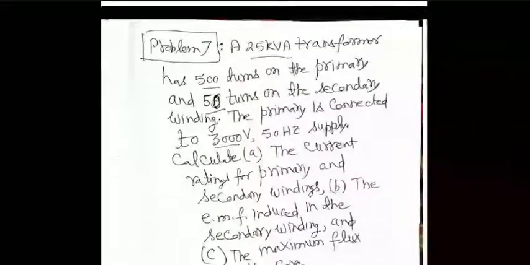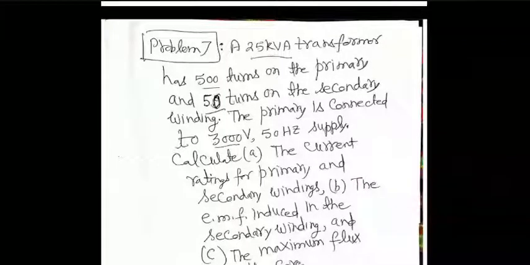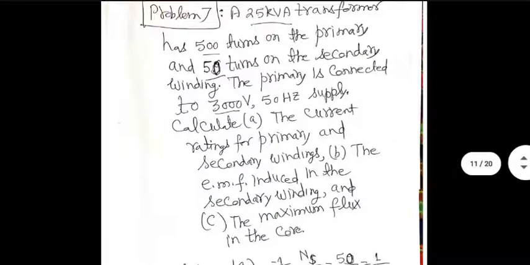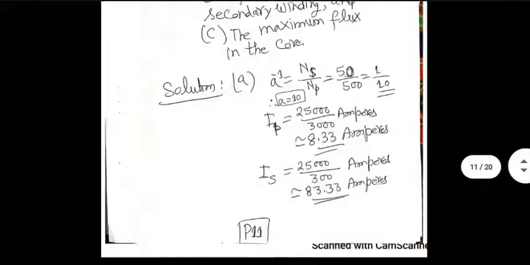Next one. A 25 kVA transformer has 500 turns on the primary and 50 turns on the secondary. So a is 10. The primary is connected to 3000 volt 50 hertz. Calculate the current ratings for primary and secondary. Oh, this should be easy. The EMF induced, this should be easy also. Oh yeah, this is straightforward.